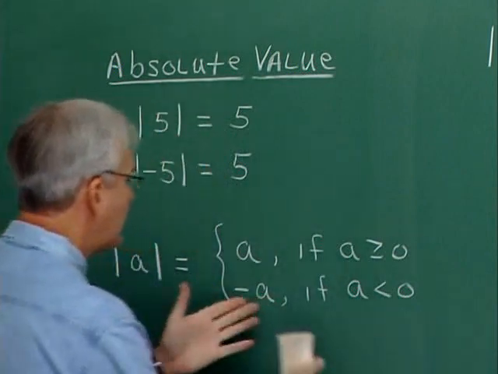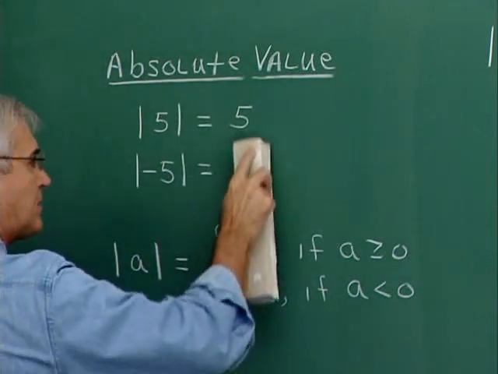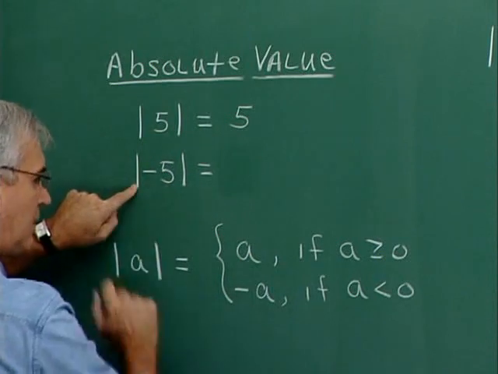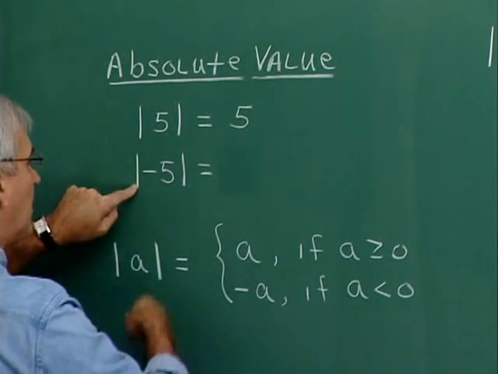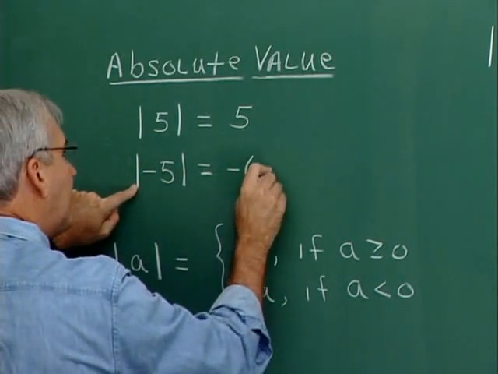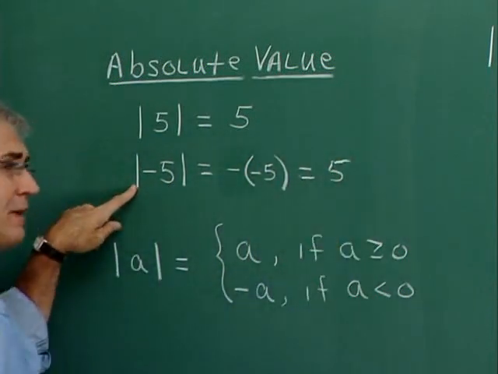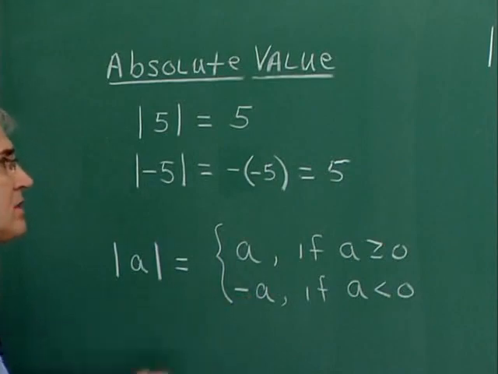Well, let's use the definition to write the absolute value of this number. The absolute value of a negative number is the negative of that number. It's the negative of negative 5, you see, which is positive 5 as expected. So this represents a positive number.